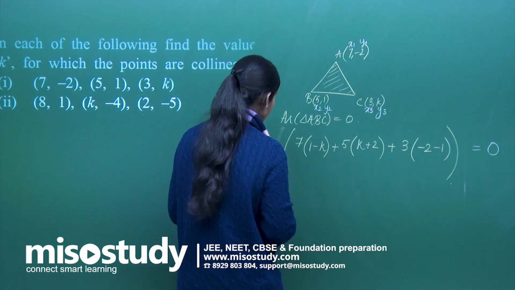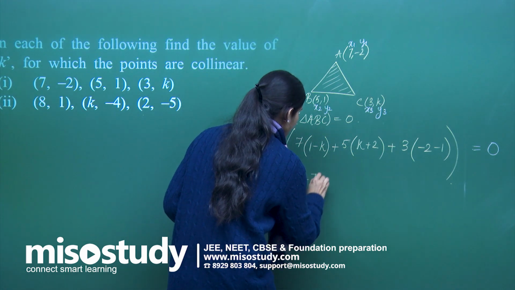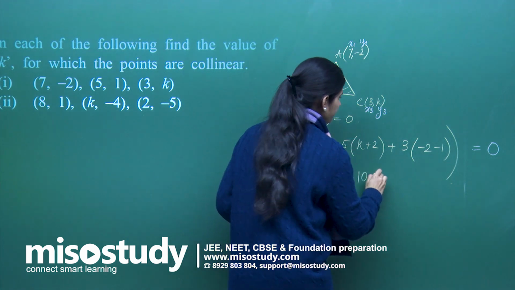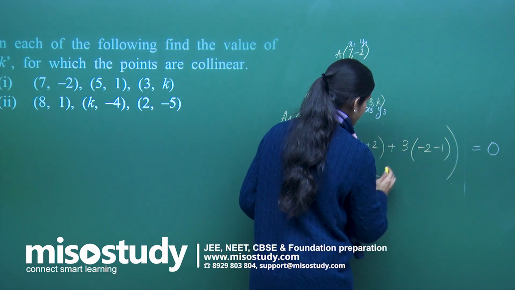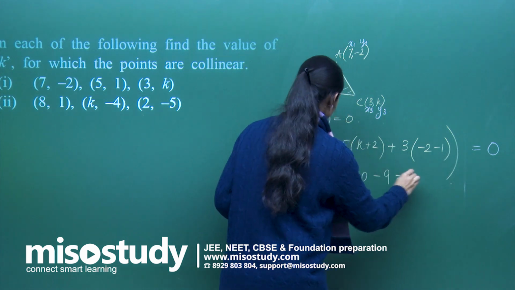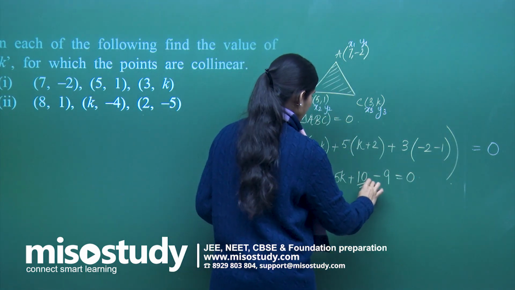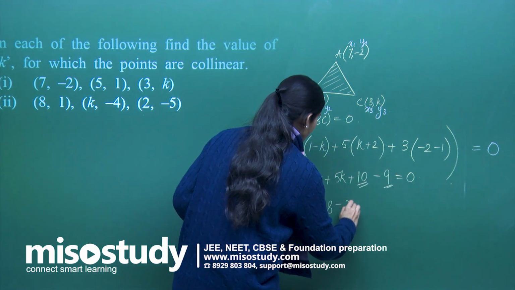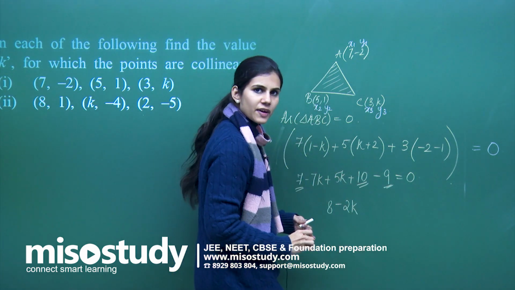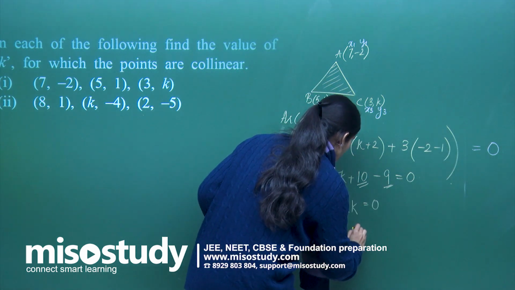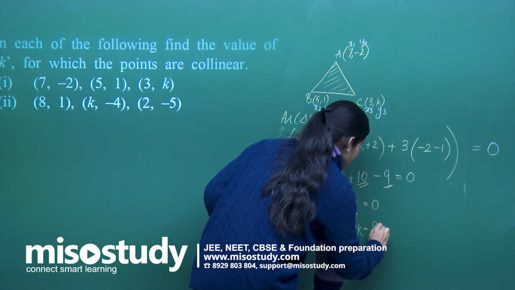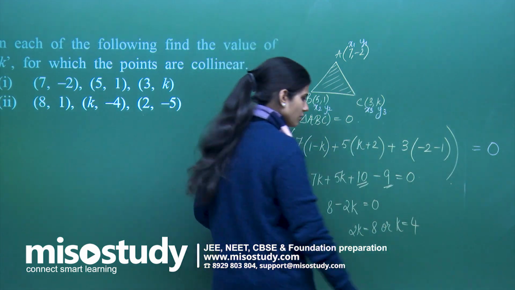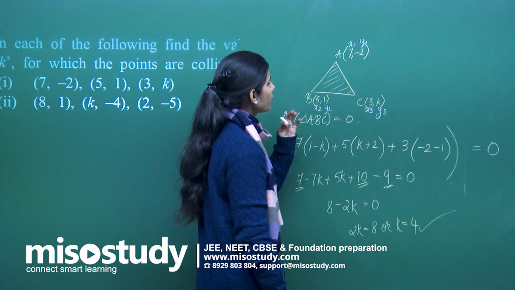So you have got this as 0, which eventually means 7 minus 7k plus 5k plus 10. This is minus 3, so this is minus 9. So you have 10 minus 9 is 1, 1 plus 7 is 8, minus 2k, because minus 7 plus 5 is minus 2, is 0. So 2k is 8 or k is 4. This is the value of k for which these 3 points are collinear.